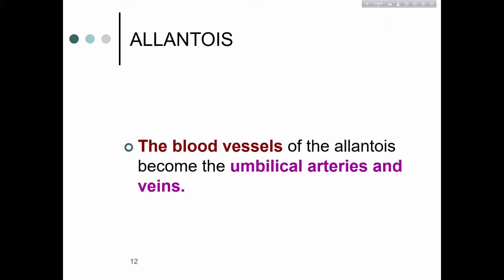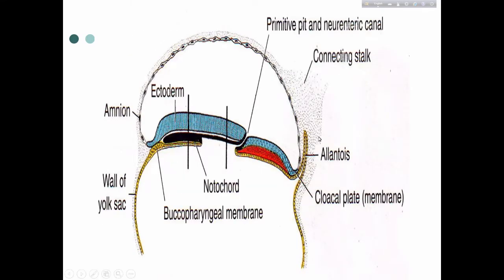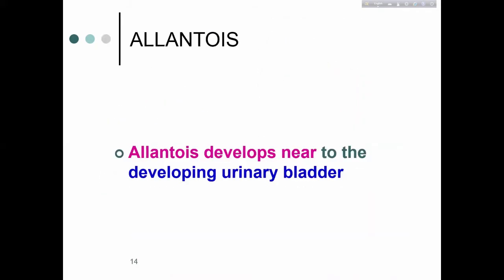So the blood vessels of the allantois become the umbilical arteries and veins. We will see later on. They will form the umbilical arteries and umbilical veins. So here will be our umbilical arteries and umbilical veins. And this is the connecting stalk, and the connecting stalk connects the whole thing with the mother's uterine wall. So this connecting stalk will become the umbilical cord. Later on, we will see this connecting stalk, which is filled up with extraembryonic mesoderm.